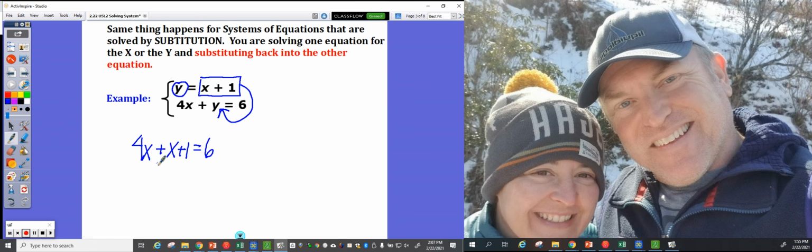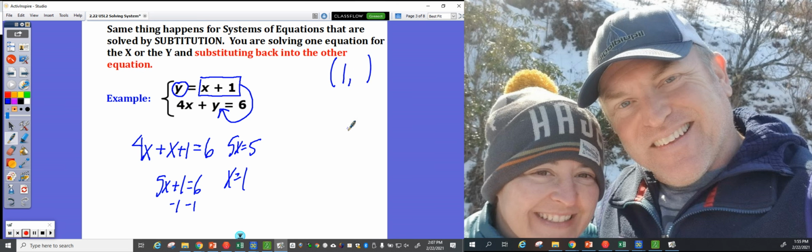The rest of it is our ability to just solve an equation. So we combine like terms here. 4x plus 1x gives me 5x plus 1 equals 6. We subtract the 1, and so we have 5x equals 5, so x equals 1. That's part of my answer.